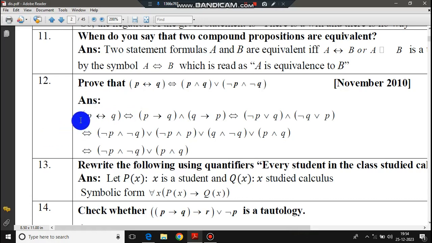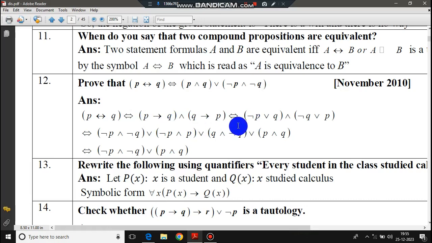Now take the left hand side here, that is P implies and implied by Q, and this is exactly equal to this, that is P implies Q and Q implies P. That is, if you find out the truth value of this, the truth value of this would be equal to the truth value of this, that is P implies Q and Q implies P.